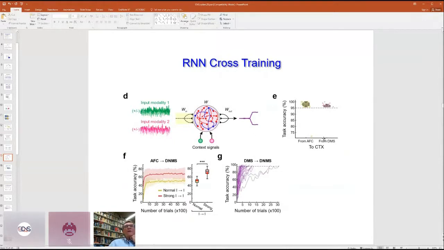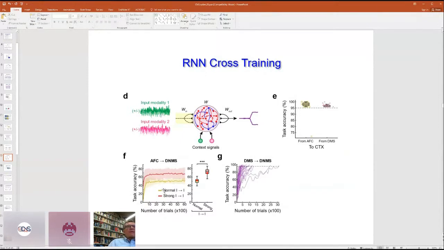Okay, so here are two networks that we trained up, one on the alternative forced choice and the other one on the delay match to sample. We took it and then we retrained, and we can see that it can do this. Both networks were able to retrain and do the task equally well. Okay. So let's do another transfer task. Let's try to train up on alternative forced choice. And now we're going to see whether we can do a delayed match to sample. This is actually a non-matched sample.